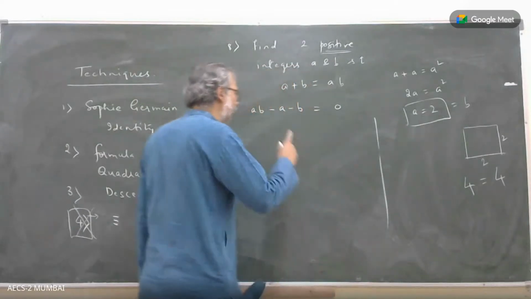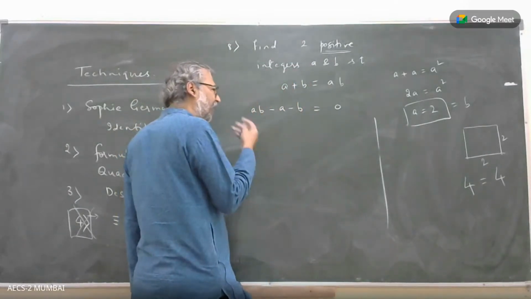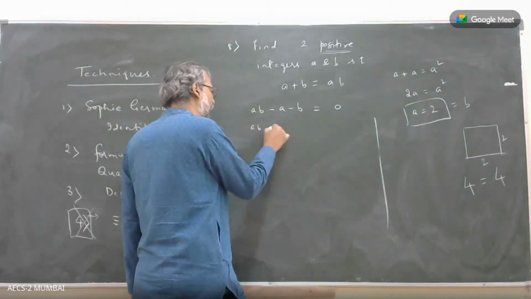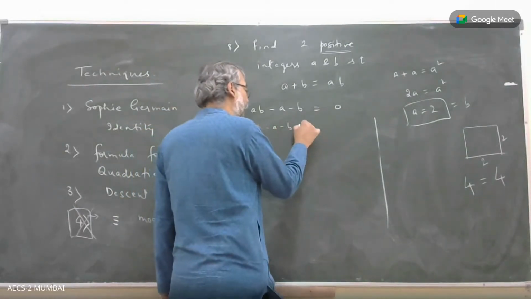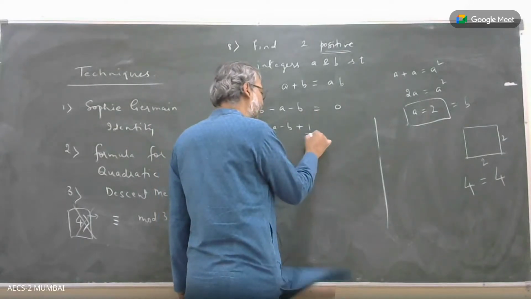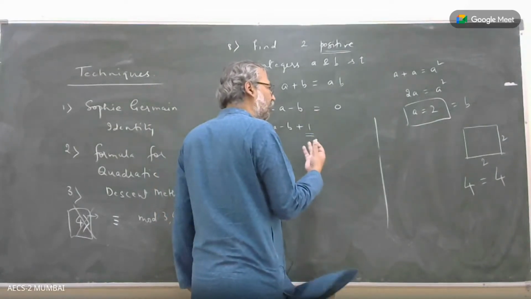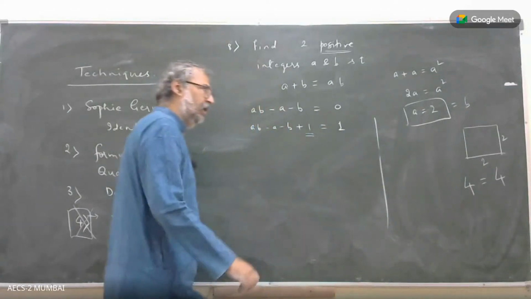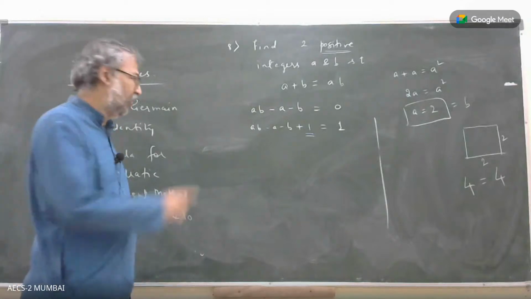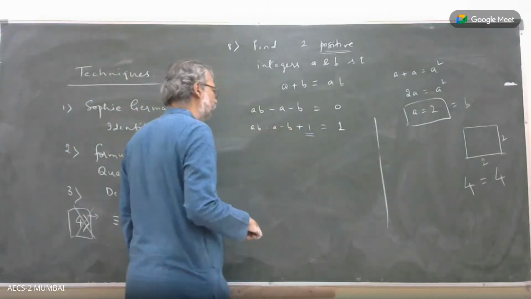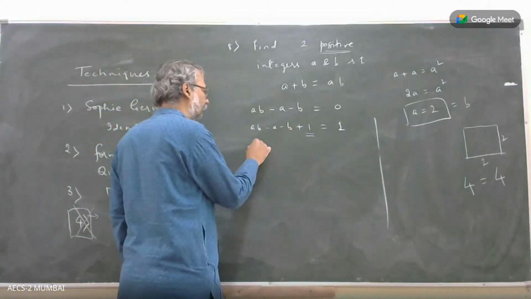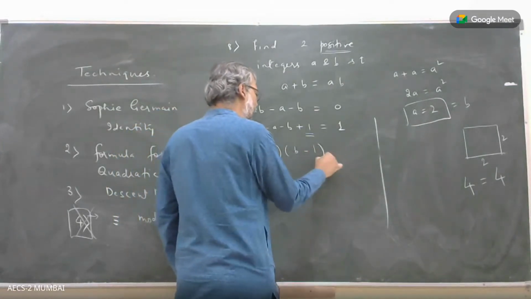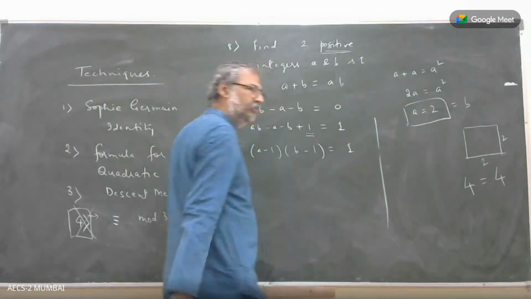Right? And I'll add 1. In fact, I'll add a suitable number so that it gets factored. So AB minus A minus B plus 1. By practice, you understand what number to be added so that it factors. This is equal to 1. Right? And what are the factors of this side now? A minus 1. Yeah, good. A minus 1 into B minus 1 is equal to 1.